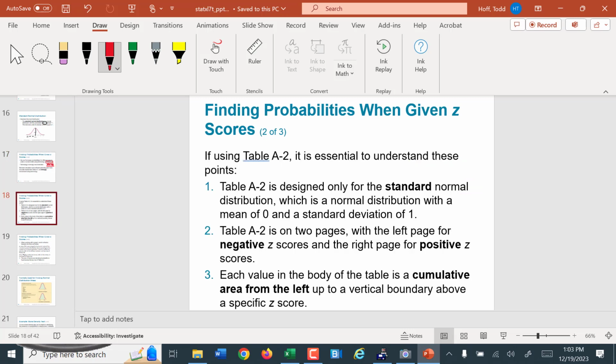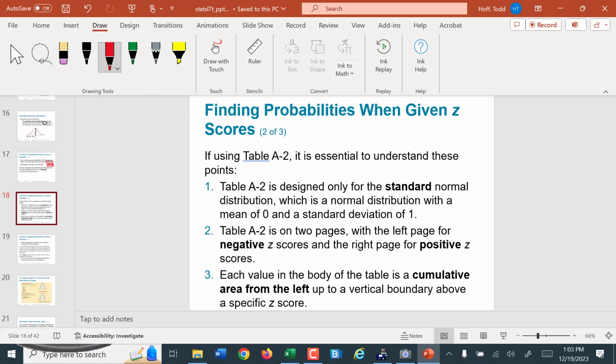So it is designed to only work for the standard normal distribution, which means we have to have the mean of 0 and standard deviation of 1. And we can convert any data set, any set of numbers, into that by using those z-scores. So that's why we do the z-scores.